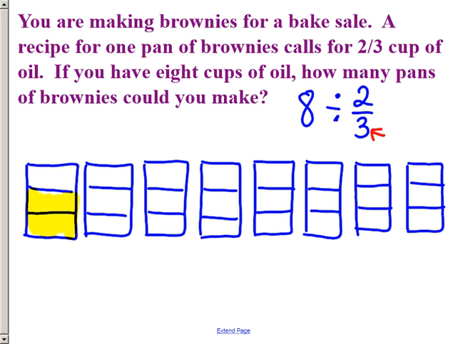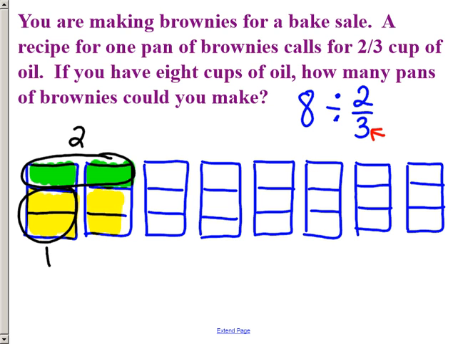But I still have some oil left in that cup, so I'm going to use this other third, and then I need a third from the next cup of oil. So now I've been able to make 2 pans of brownies. If I'm keeping count of my pans of brownies, so far I have 1 pan, 2 pans of brownies that I've been able to make because I have 2 groups that are each 2/3 of a cup. I'm going to continue shading in 2/3 at a time until I've used all of the oil.